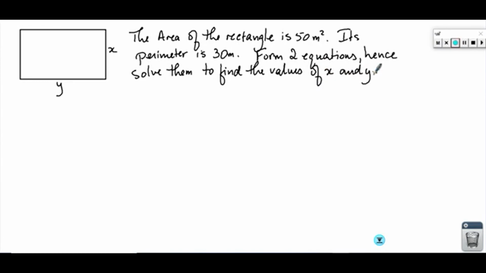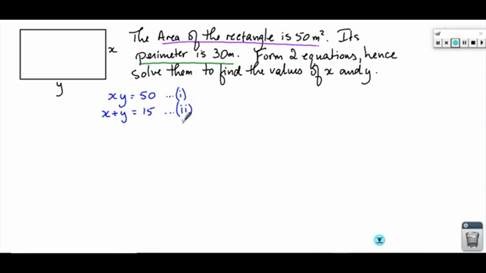So, we've got two pieces of information. The first piece is that the area is 50 square meters. The second is that the perimeter is 30. So let's take the first part of the problem. The area is 50. Area of a rectangle is length times breadth. So xy is 50, and that is our first equation. The perimeter is 30, which means that half the perimeter, x and y, is 15. So x plus y is equal to 15, or you could have come out with 2x plus 2y is equal to 30. It's the same equation. I have divided by 2.